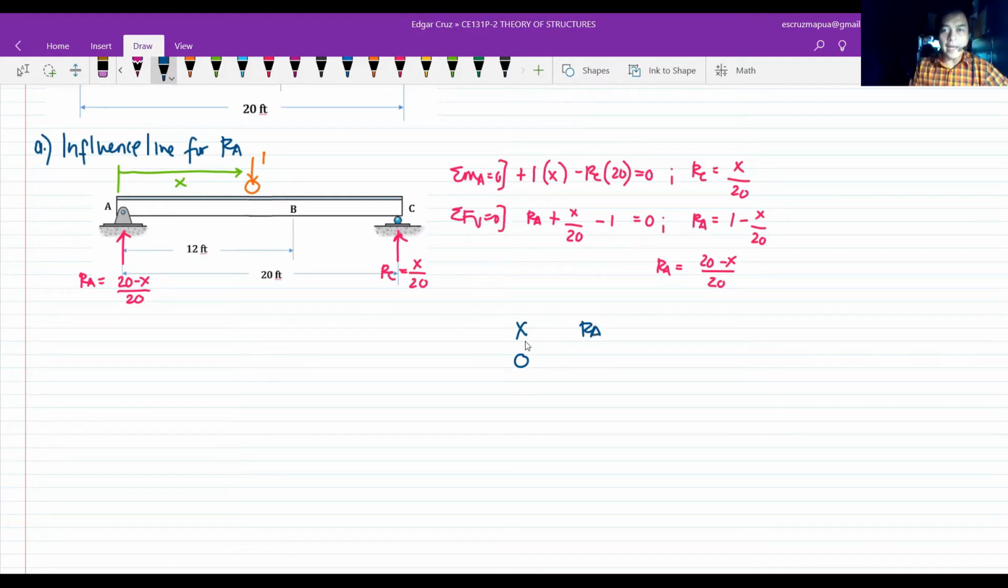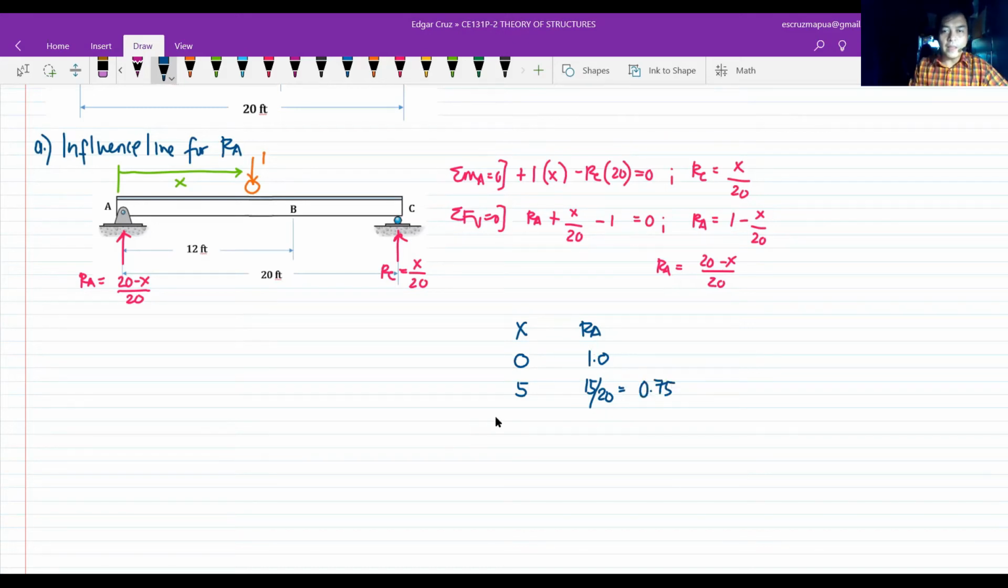Substituting 0 for X in the equation for RA, this would be 20 minus 0 over 20, so that would be 1.0. What else? Let's say X in increments of 5. What about when X is equal to 5? Substitute your X here. Our RA would be 20 minus 5, which is 15, over 20, or that would be 3/4 or 0.75.